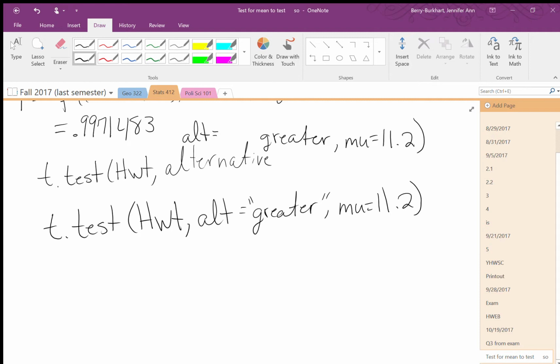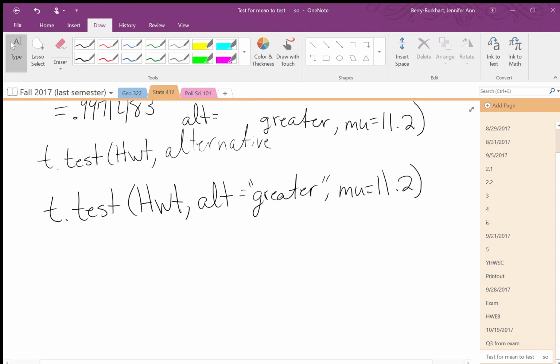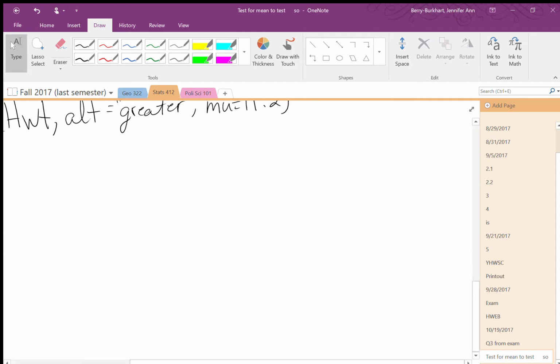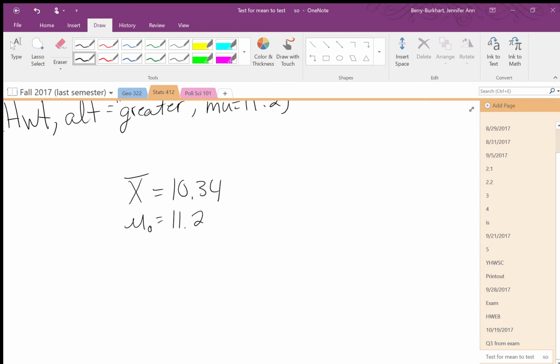So actually, in this case that I had, x bar is equal to 10.34. Mu naught was equal to 11.2, this is the scenario I'm looking at. So the t statistic in that way, t is equal to x bar minus mu naught over s over the square root of n. And in this case, for my example, this was equal to, what does that say it is? Negative 2.8067 or something?